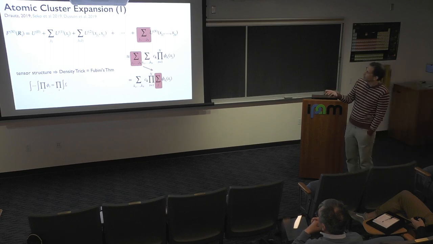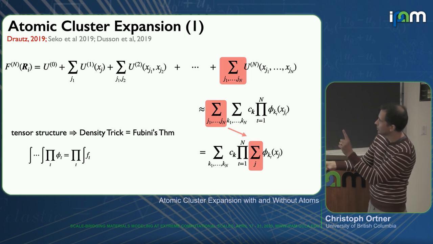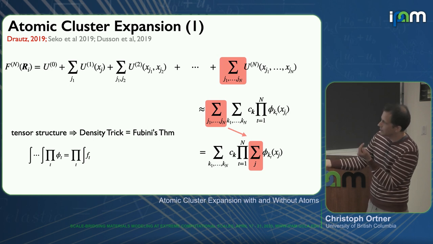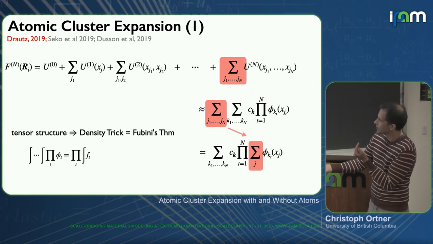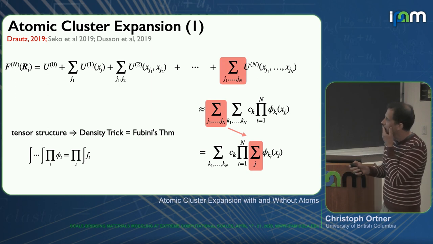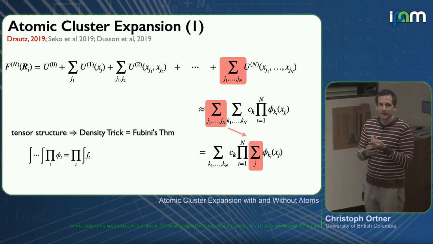So the key here was that you parameterize the n-body potential by a tensor product basis, and then you can interchange summation and product, and the curse of dimensionality that lives in this sum goes away completely. So that is the first key idea.